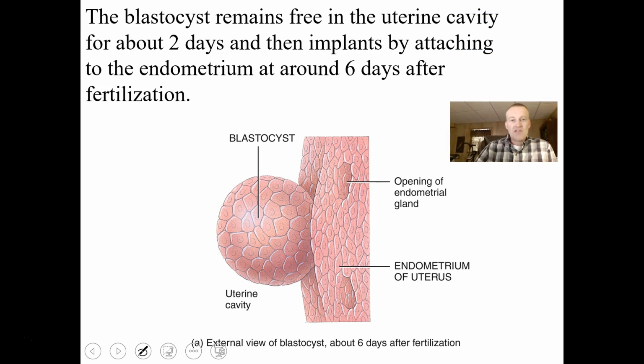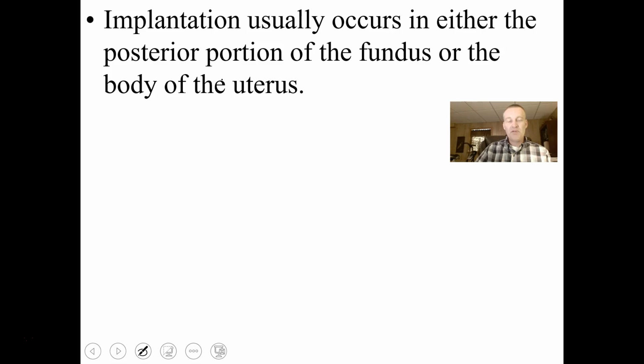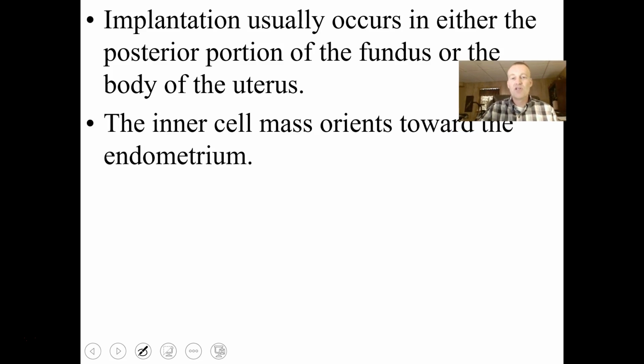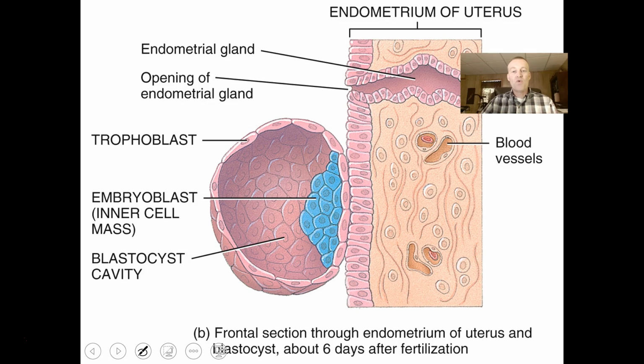So the blastocyst remains free in the uterine cavity for about 2 days. Then it's going to implant. Okay, so it's going to drill through the endometrium using digestive enzymes, and it's going to enter in and then be completely surrounded by the endometrium of the uterus. Implantation usually occurs in either the posterior portion of the fundus or the body of the uterus. If it doesn't happen in those locations, it can become problematic. The inner cell mass will orient towards the endometrium, as you can see right here.